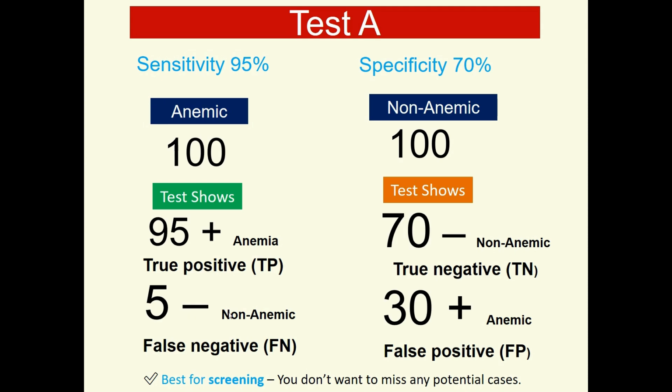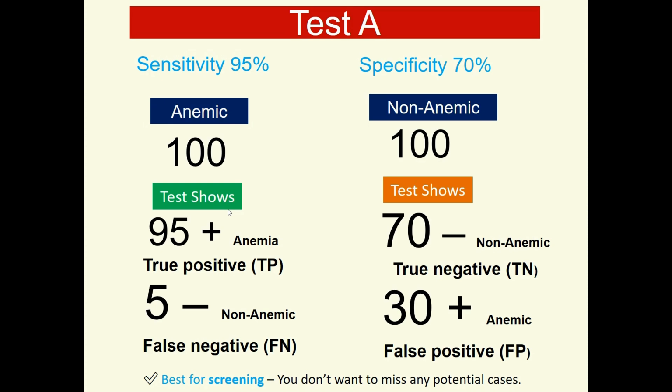So only 5 are missed, whereas 95 of them are captured. Therefore, test A can be appropriate for a screening test. Initially, if a person is suspected to have a disease, then this is the go-to test because it has a higher sensitivity. A higher sensitivity test is used for screening.